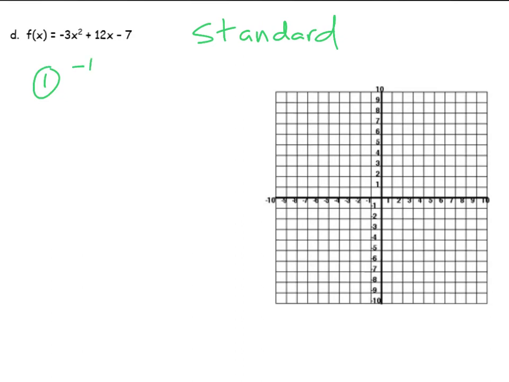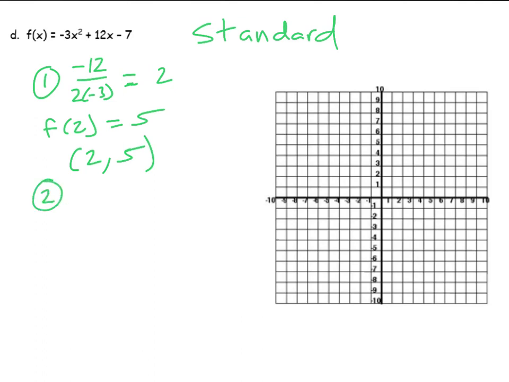All right, negative b over 2a is 2. f of 2 is 5. Right? Remember, in standard form, that is the very, very first thing: get that vertex. Second thing is always a breeze. Axis of symmetry is at x equals 2.